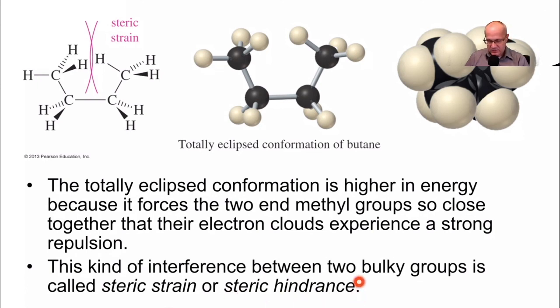This kind of interference between two bulky groups is called steric strain, or people also refer to it as steric hindrance. Now imagine two groups like my two hands that repel each other. If I keep them far away, everything's okay. But when I try to bring them together, remember, this hand is negative, this hand is negative. I'm trying to bring two negative things in close proximity. That's obviously going to make the potential energy go up. These things are going to want to get there and then quickly get back out, because the energy is too high because of electron repulsion.